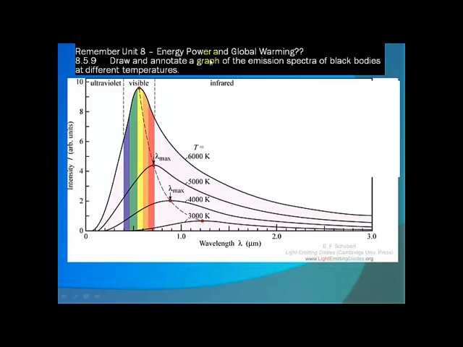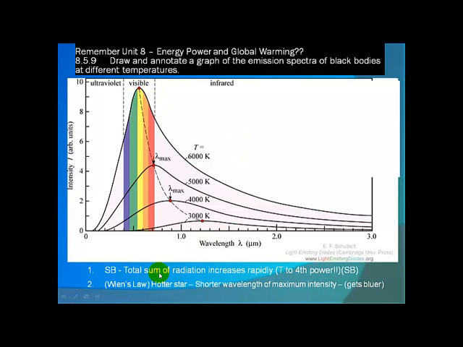You're familiar with this from Unit 8. You remember this is the black body curve for different bodies. This is the black body curve for a body which is at 3000 Kelvin, 4000 Kelvin, 5000 Kelvin, 6000 Kelvin. Now remember that the Stefan-Boltzmann law is that the luminosity is proportional to the temperature to the 4th power. In other words, this is 3000, this is 6000, the 6000 is going to be 2 to the 4 times as bright. 2, 4, 8, 16 times as bright.